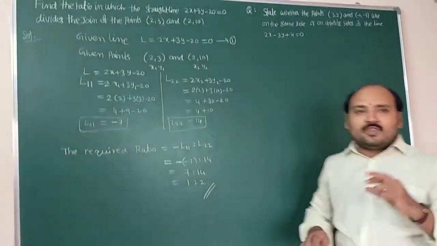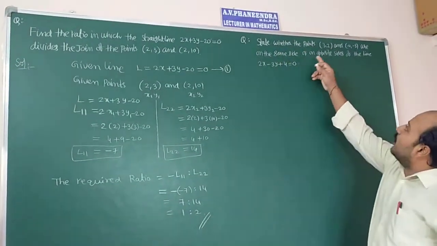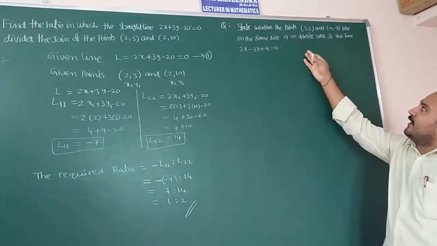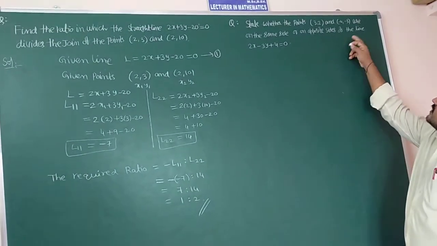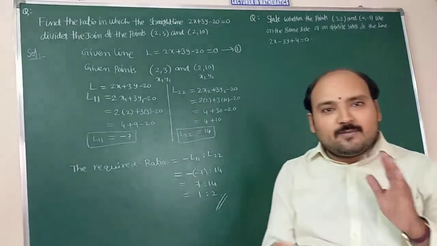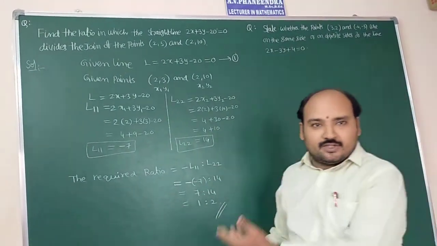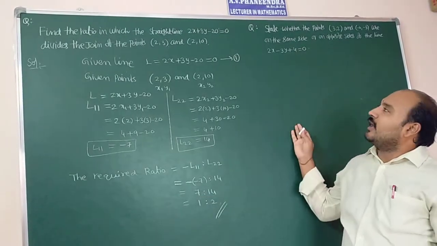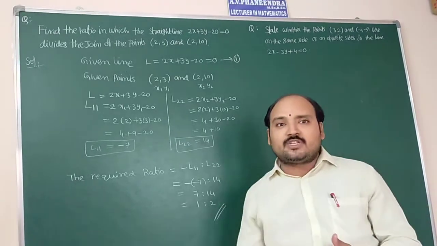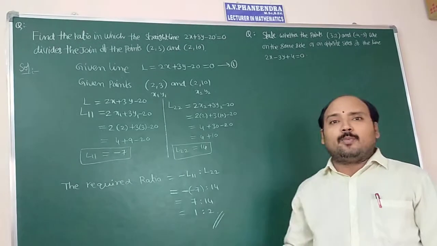Both are the same model, but the way of asking the question is different. See, state whether the points (3, 2) and (minus 4, minus 3) are on the same side or on opposite sides of the line 2x minus 3y plus 4 equal to 0. What is the difference between these two questions? Here they are asking to calculate the ratio, and here they are asking to determine whether the points are on the same side or opposite sides of the line. That is the meaning of state whether the points are on the same side or opposite sides.